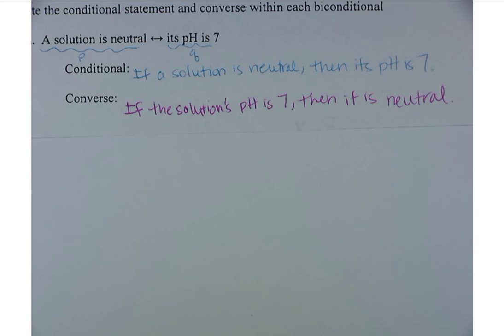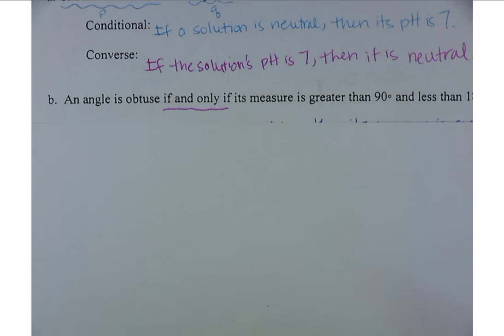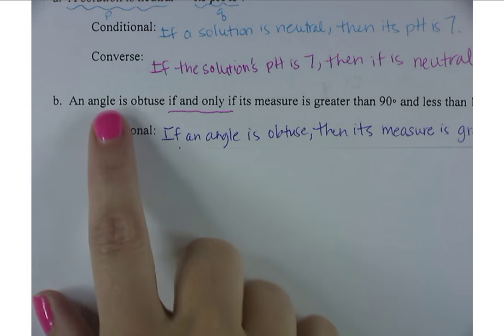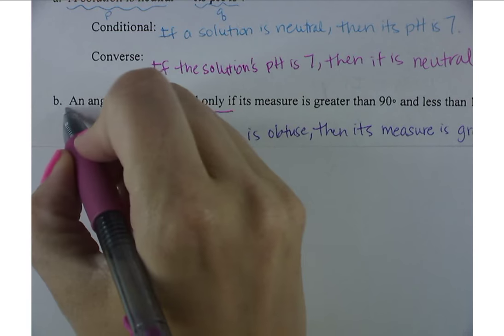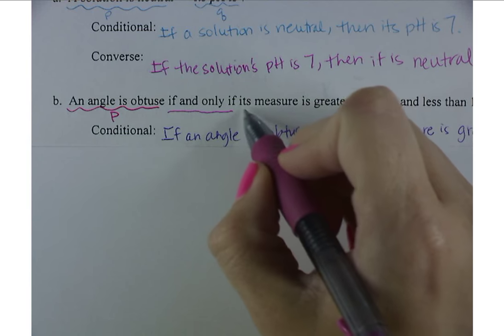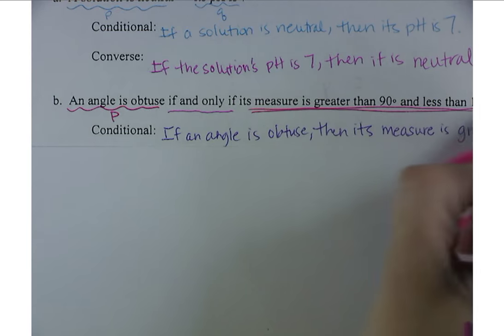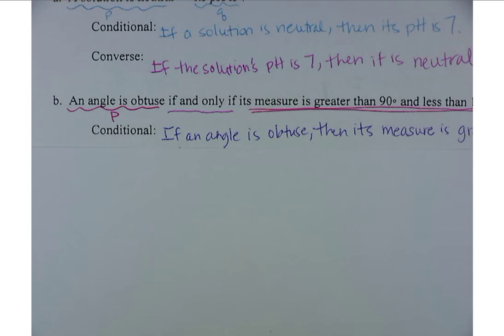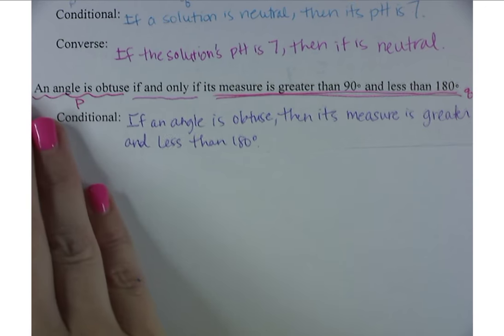Okay, and that is going to be one of ours. So this is our if and only if. Let's use the first statement as our P value. So an angle is obtuse, that's going to be the hypothesis. And then its measure is greater than 90 and less than 180. This is going to be our Q or our conclusion. Okay, so for my conditional, I would start with if an angle is obtuse, then its measure is greater than 90 and less than 180.